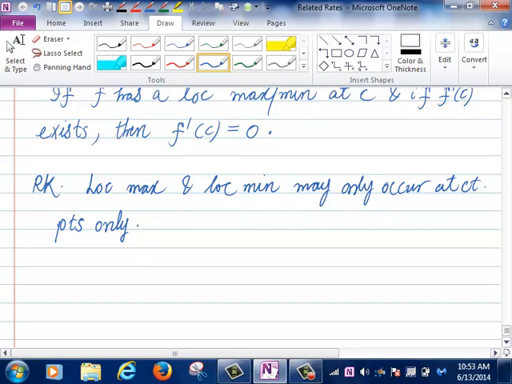So the local max, local min may occur only at the critical points. So if I want to know all the local max and local min values of a function, then I should be finding all the critical points first, and those are the only possible locations for the local max and local min values. All the critical points may not be locations of local max and local min, but they are the only possibilities.